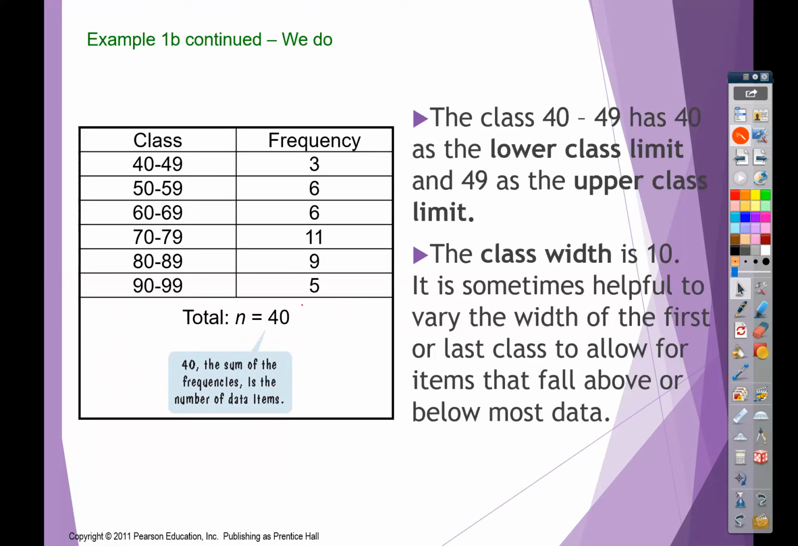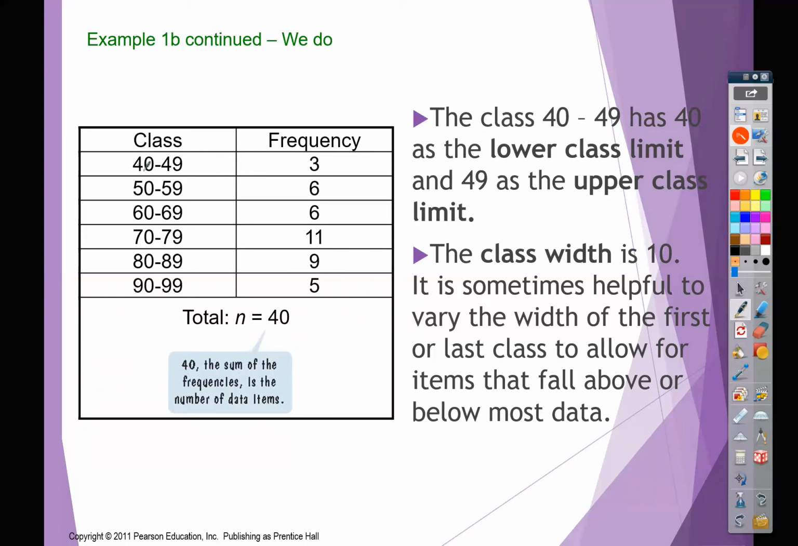The class 40 to 49 has 40 as the lower class limit and 49 as the upper class limit. So these are the class limits. We were talking about that in vocabulary. The class width is 10 because you're going from 40 to 49, which is 10 numbers. It's sometimes helpful to vary the width of the first or last class to allow for items that fall above or below most of the data. And those would be the outliers.